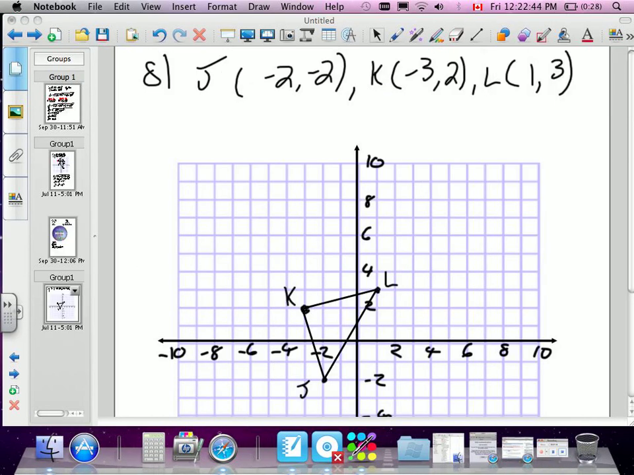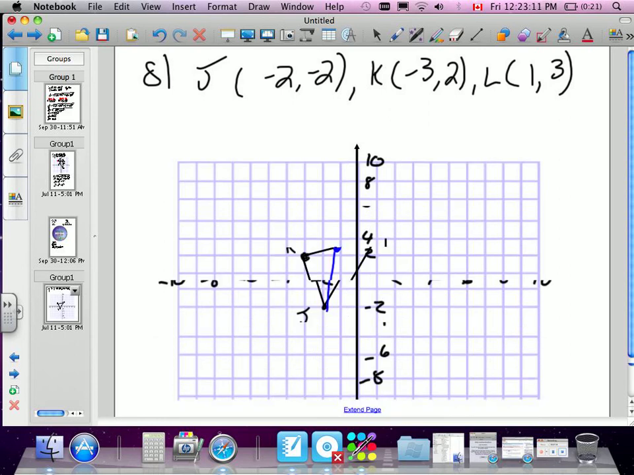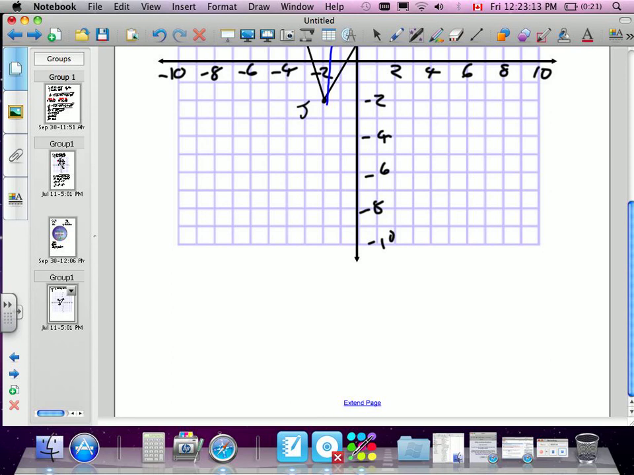The question says determine the length of the median from vertex J in the triangle with those vertices. I've already plotted those vertices. And it says the median has to be from point J. Well, the only way I can create a median from point J is if I find the midpoint of KL and draw a line from vertex J to the midpoint between K and L. So, first thing I need to do is use my midpoint formula, which is (x1 plus x2) divided by 2, (y1 plus y2) divided by 2.